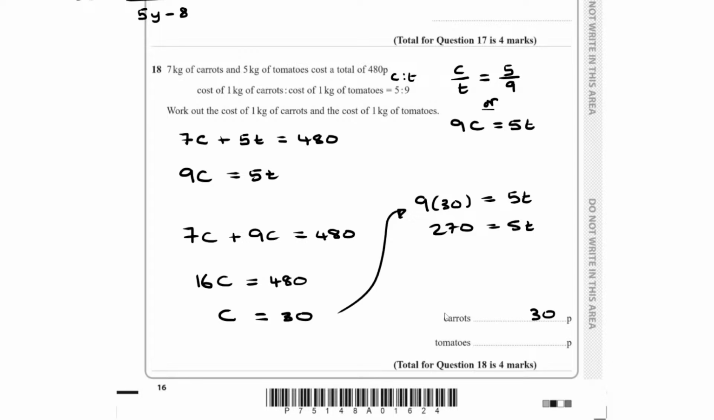Dividing by 5. We've already talked about timesing by 5, haven't we? Dividing by 5 is like dividing by 10 and then doubling it. So divide by 10 is 27. Double it is 54. Just in case you didn't want to use bus stop. And there's t, 54. And they've only asked for 1 kilo of each, so that's why I've not done anything else. So this is linear simultaneous equations, which is technically a grade 4 or grade 5 topic. However, they put it into a context where it is much harder. That's why it's question 18.